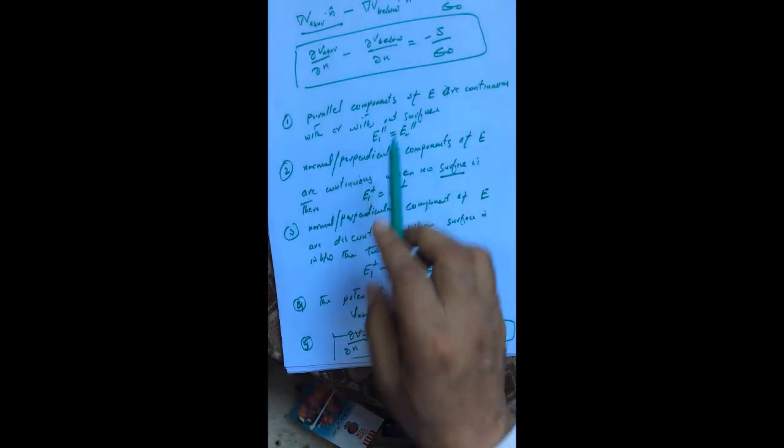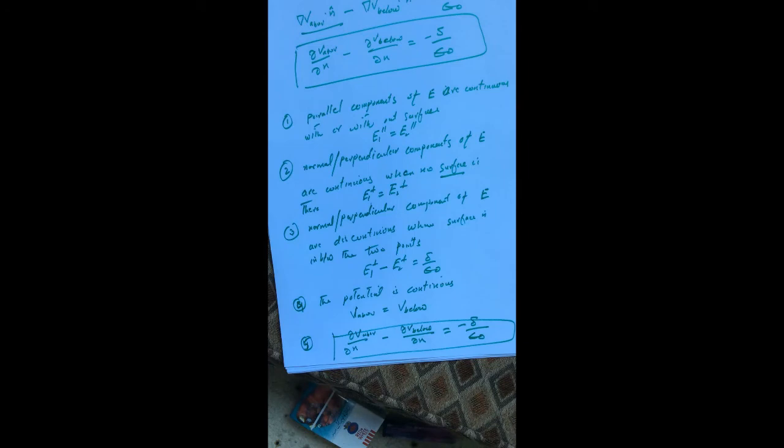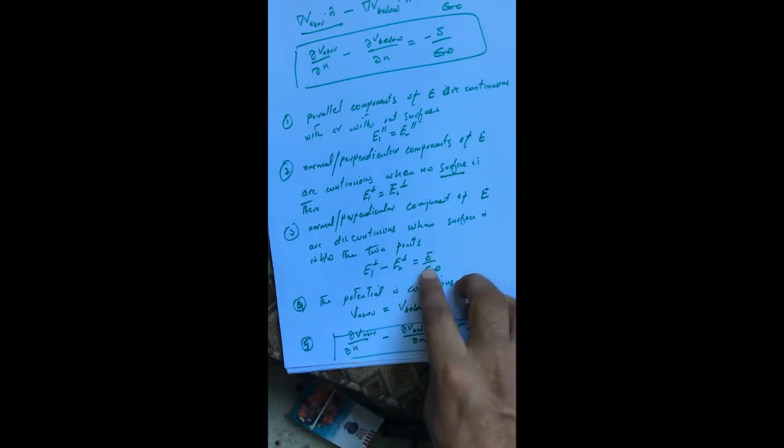The first one is that the parallel component of electric fields are continuous whether we introduce a surface or not, while the normal component of electric field is continuous if there is no surface between the 2 points, and the normal component of electric fields are discontinuous when there is a surface charge between the 2 points, and the discontinuity factor is given by this.